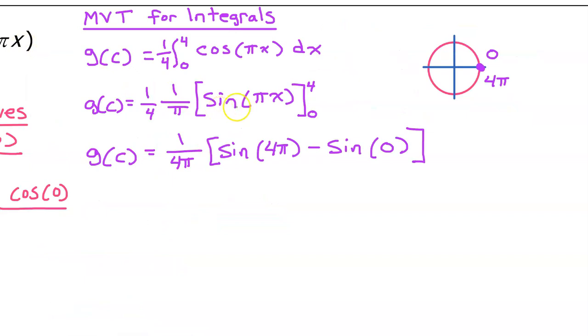To evaluate the sine of pi x from 0 to 4, I need to find the value at 4 minus the value at 0. Well, 0 and 4 pi are both over here on the right-hand side of the unit circle, where the value of sine is 0. So we have g at c is equal to 1 over 4 pi times 0 minus 0, which is 0.